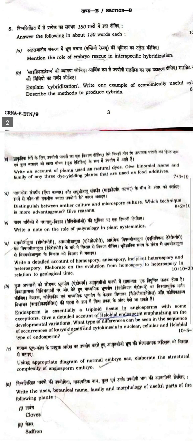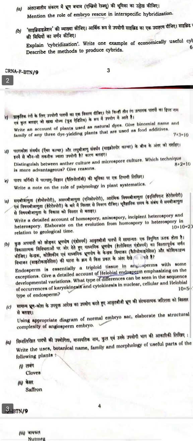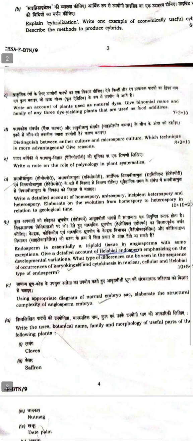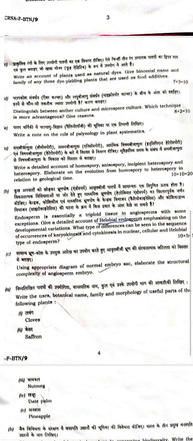C. Write an account of plants used as natural dyes. Give the binomial name and family of any 3 dye-yielding plants that are used as food additives. Distinguish between anther culture and microspore culture. Which technique is more advantageous? Give reasons. Write a note on the role of palynology in plant systematics.